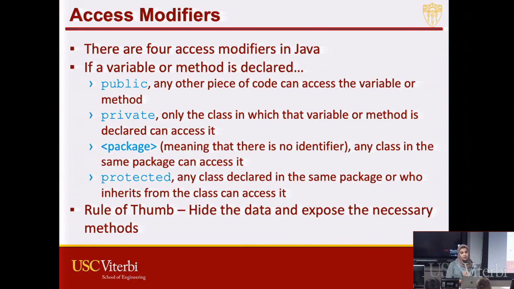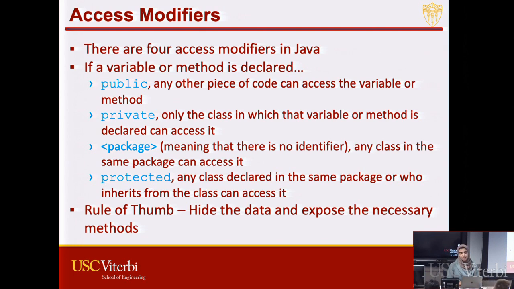Okay. We also have access modifiers. There are 4 access modifiers in Java. If a variable or method is declared public, what does this mean? It means that any other piece of code can access the variable or method. We also have private. If we declare something private, only the class in which that variable or method is declared can access it.